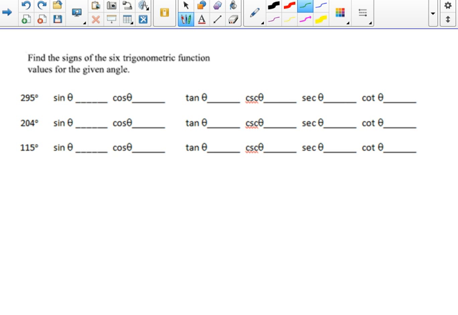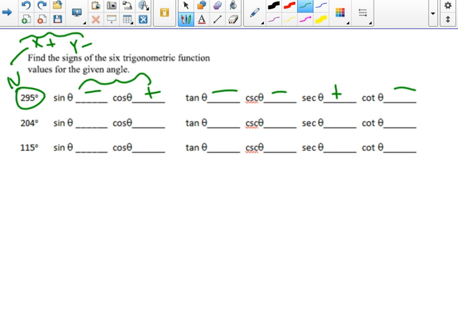Okay, so all we got to do is identify the quadrants and we're good to go. They just want the signs, they don't want the values here. So 295 is in the fourth quadrant. So in the fourth quadrant, x is positive, y is negative. So that means sine is negative. Its reciprocal, cosecant, will be negative. Cosine's positive, so its reciprocal, secant, will be positive. Tangent will be negative because the x and y have different signs. So that's going to make that negative, which will also make the cotangent negative.